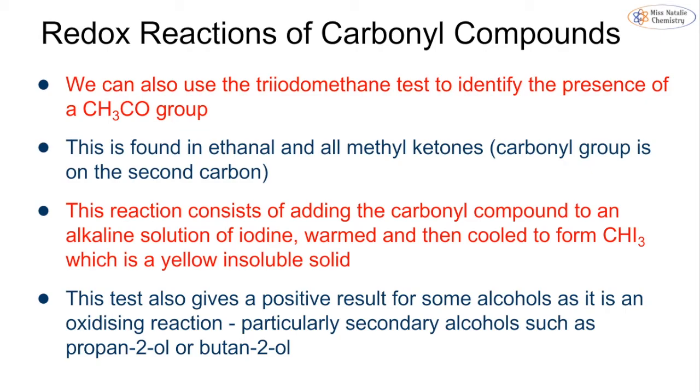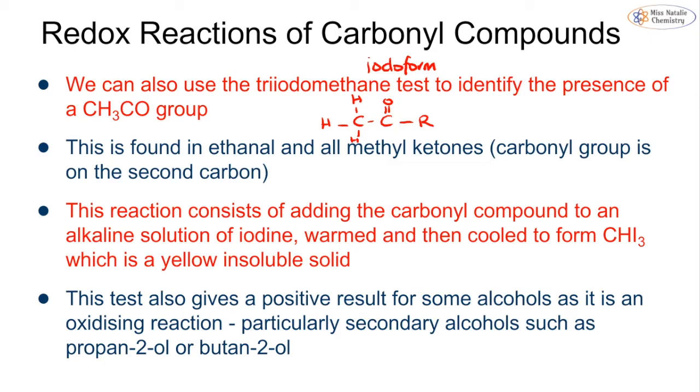We can also use the triiodomethane test, sometimes known as the iodoform test, to identify the presence of a CH3CO group. This is found in ethanol, and it is also found in all methyl ketones. When we say a methyl ketone, this means that the carbonyl group is on the second carbon. So you would have a CH3, and then your carbonyl, and then any R group. That would be a methyl ketone, and this is tested for using the iodoform test.